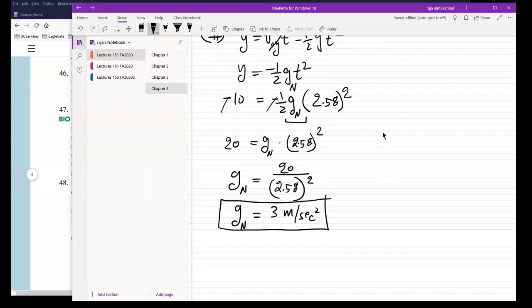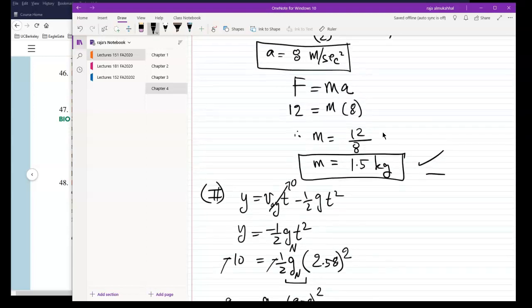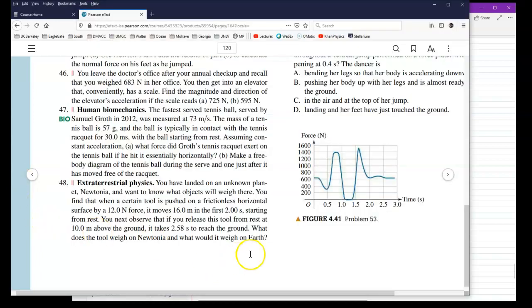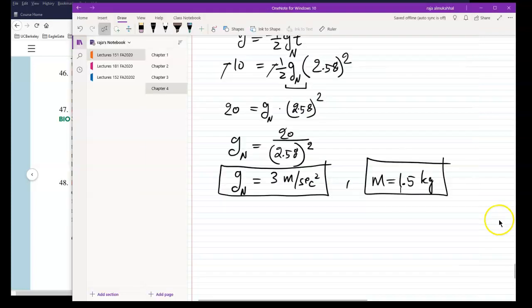Now what? From the first part, I've gotten the mass right here, so I'm going to write it down. And in the second part, I found the g on Newtonia. Now let's go back to his questions. He said, what does the tool weigh, which is mg, on Newtonia and on Earth? Well, that becomes easy, right?